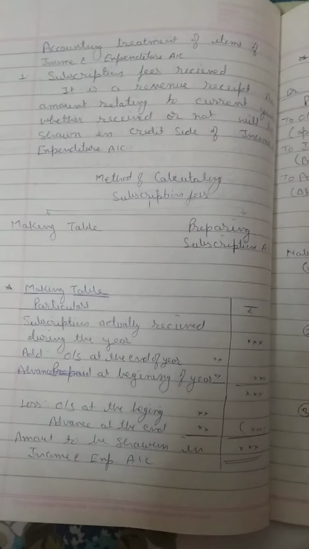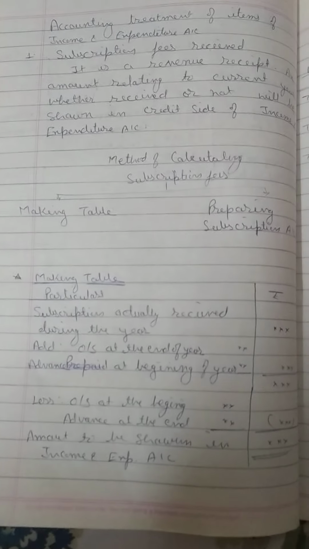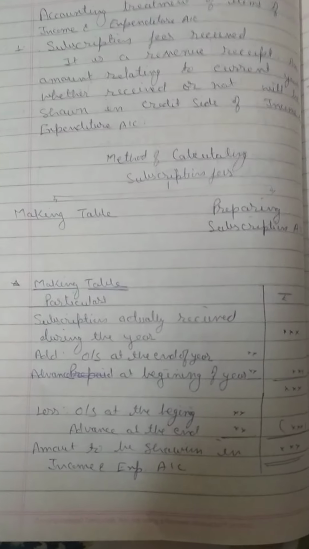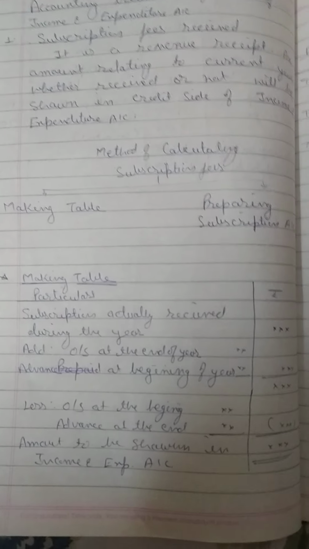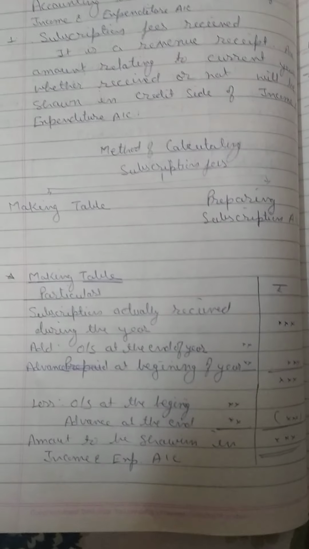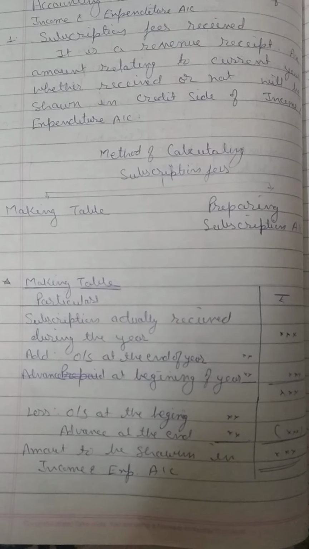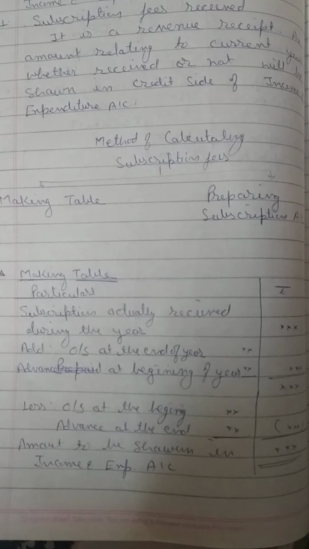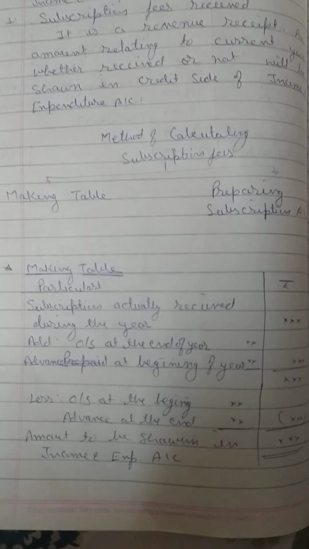When we prepare a table, we have to consider these things. First, we will take the subscription actually received in the current year. It may belong to the previous year or it may belong to the next year. Now we will add outstanding at the end of the year. So any amount that has been earned but is not received will also come in the income and expenditure account. Further, we will add any advance at the beginning of the year. It means any subscription fees belonging to the current year that were received in the last year will be accounted in the current accounting year.